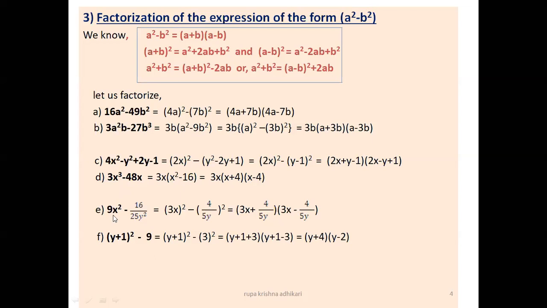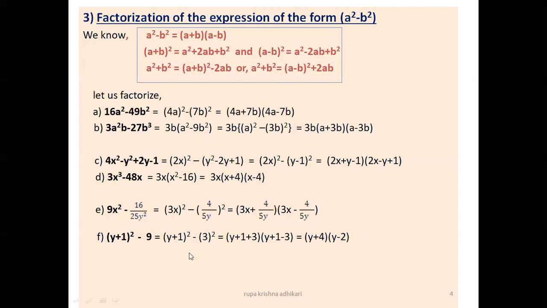Fifth example, 9x square minus 16 by 25 y square. Of course, it is of square terms, equal to 3x whole square minus 16 by 25 y square. It can be written as 4 by 5y whole square form. Therefore, a square minus b square, 3x plus 4 by 5y into 3x minus 4 by 5y.